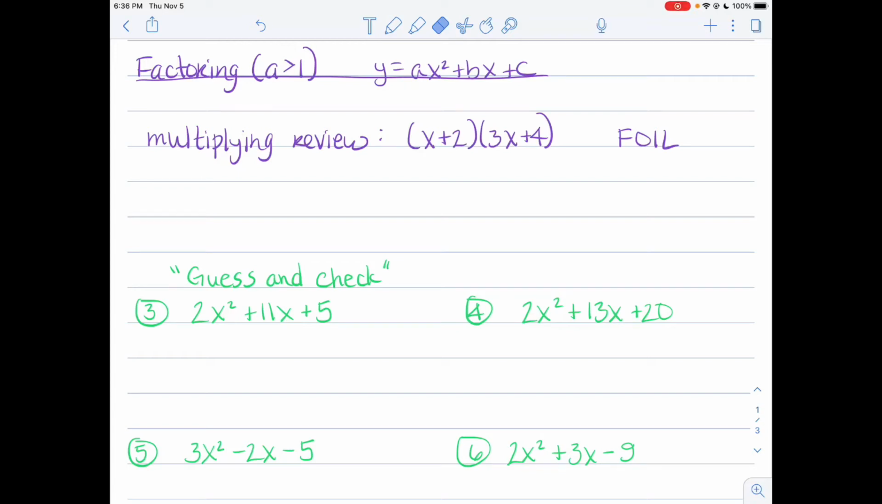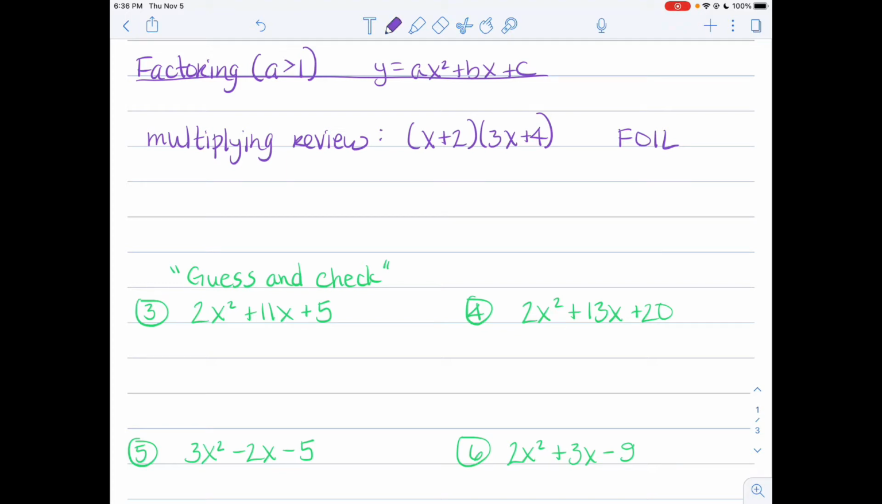Today we want to focus on factoring when a is greater than 1, and the a that I'm referring to is this a in front of my x squared term in my standard form of a quadratic, ax squared plus bx plus c. So I want to start the way that we did last time with a multiplying review.